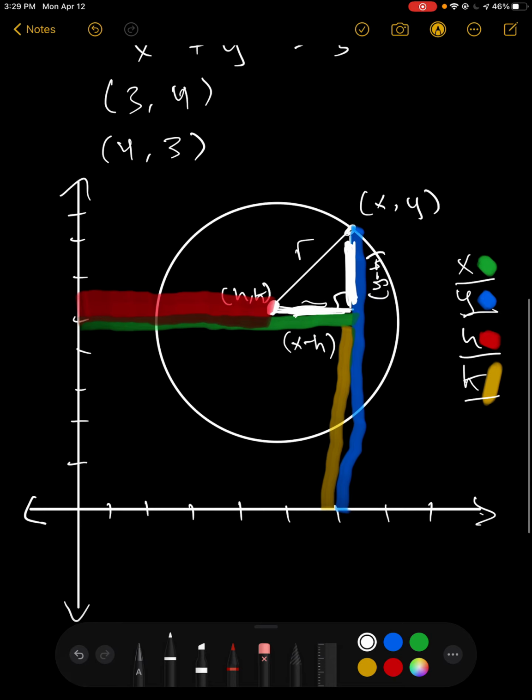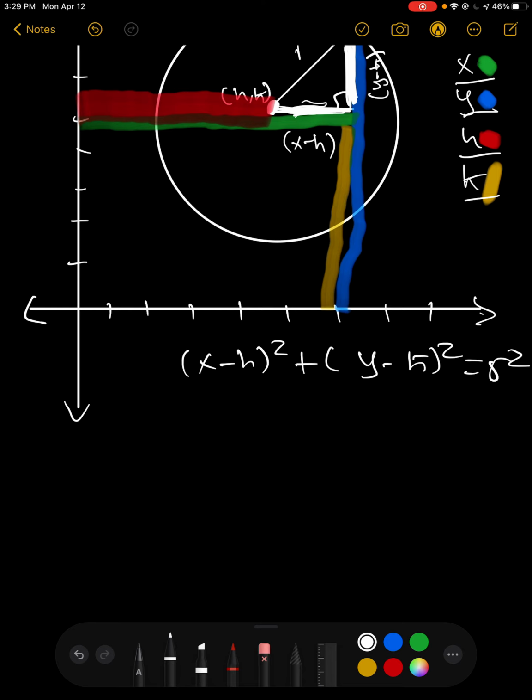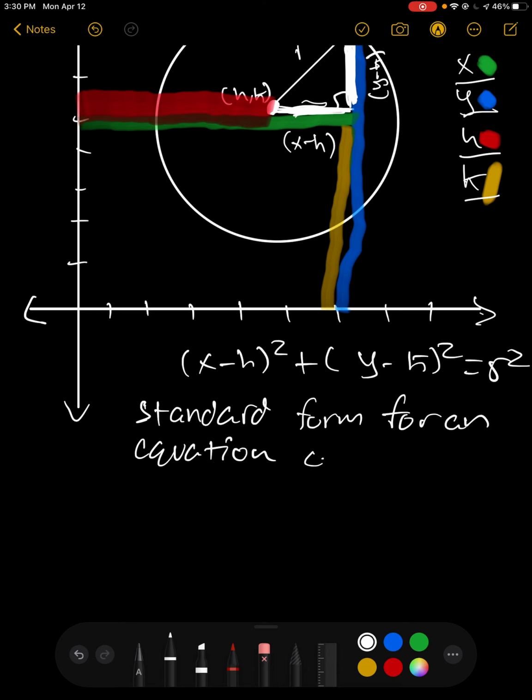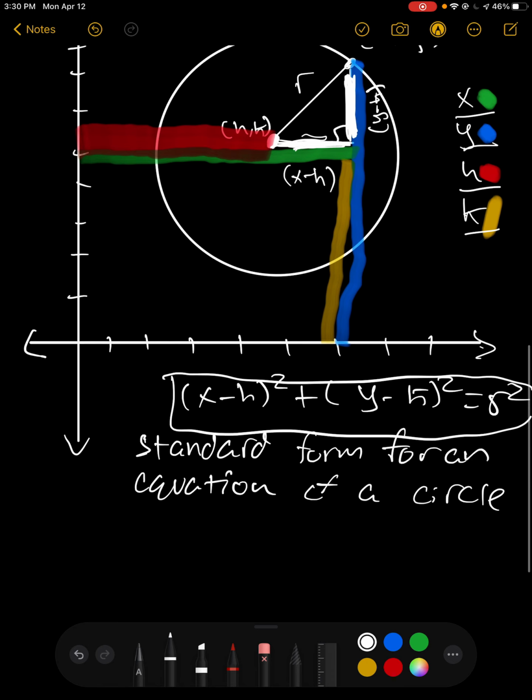And now we can just write the Pythagorean theorem like we had before, right? Same thing. So we know that's going to look like x minus h squared plus y minus k squared is equal to r squared. And now this is what we call the standard form for an equation of a circle. All right, x minus h squared plus y minus k squared is equal to r squared.